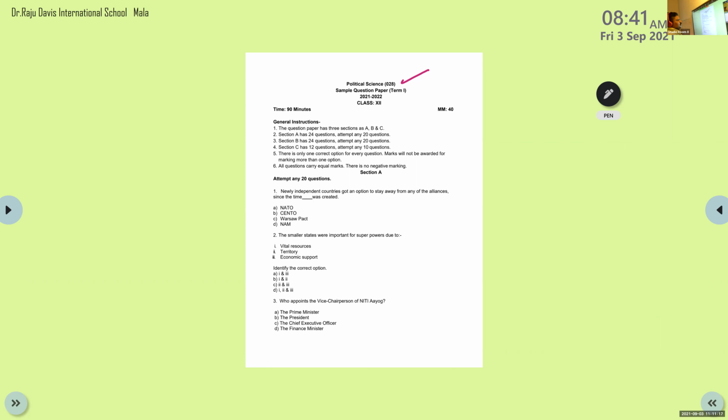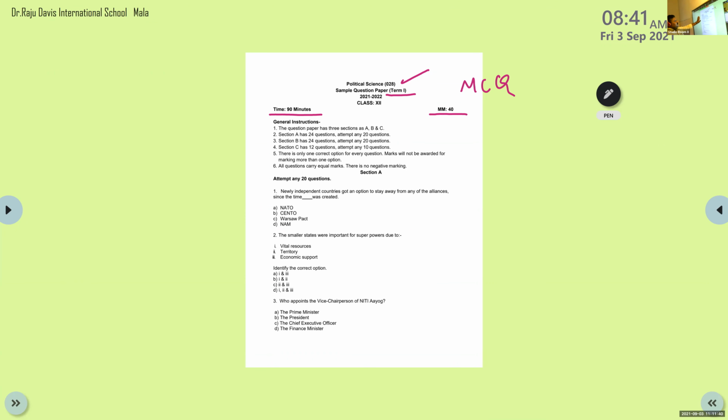Clear or not? So you can see here the time for the first terminal examination. We know that it's an MCQ pattern, and it is for 90 minutes, 1.5 hours, right? So the maximum mark is 40.